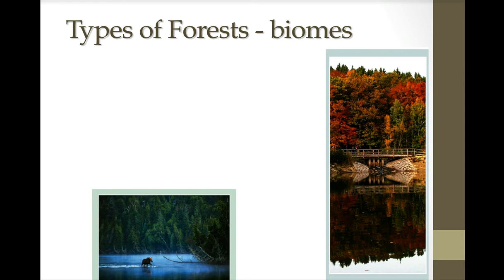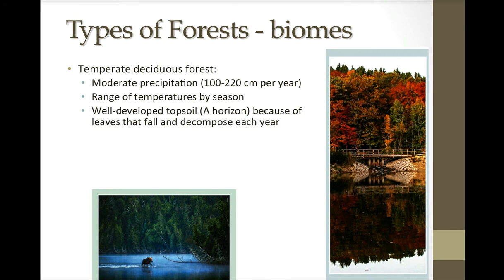Now, 2 other types of forests. We have, first of all, the temperate deciduous forest, which should be very familiar to you guys. This is a typical New England, leaves turn red in the fall sort of forest. In the picture you can see there on the right, it's a classic type of deciduous forest.